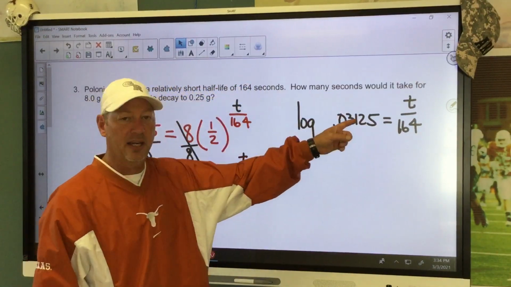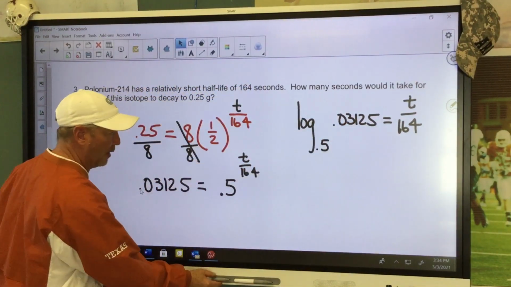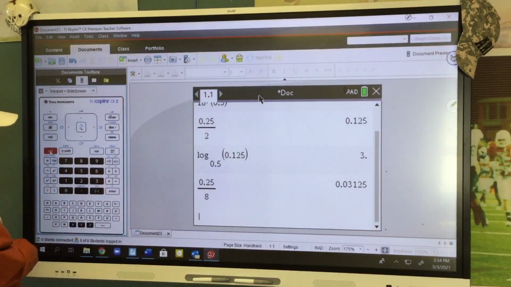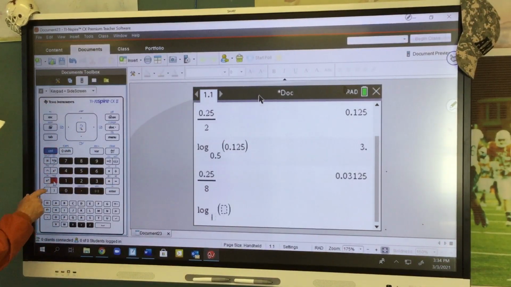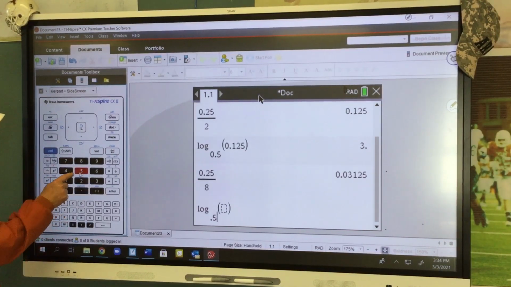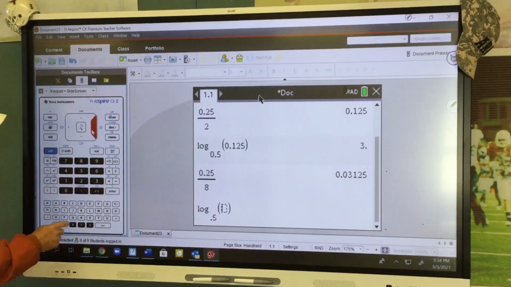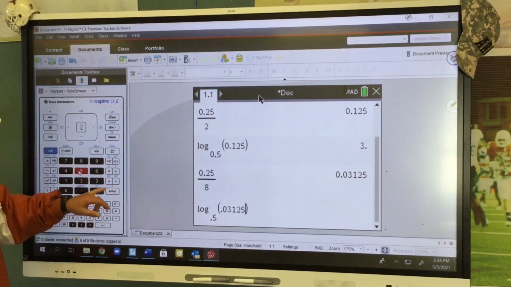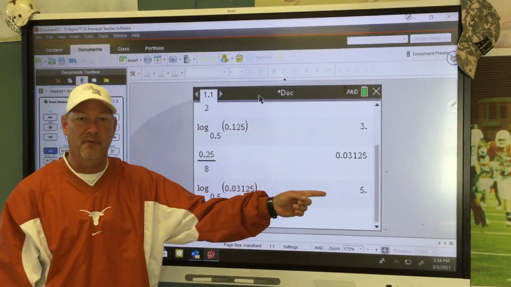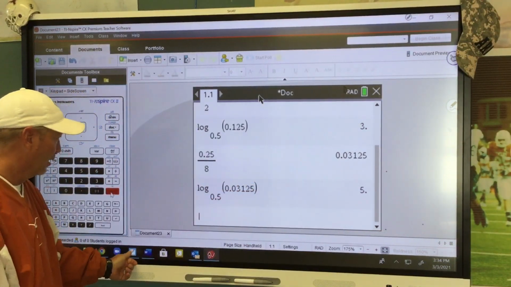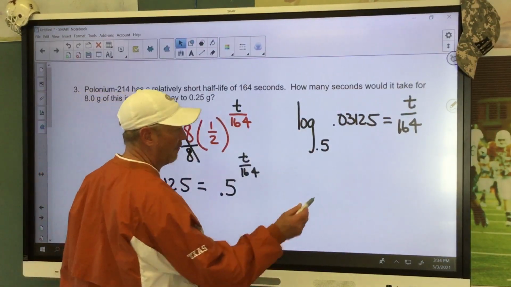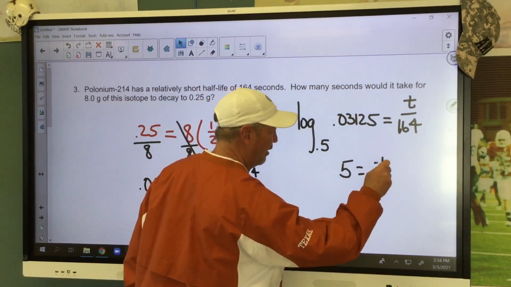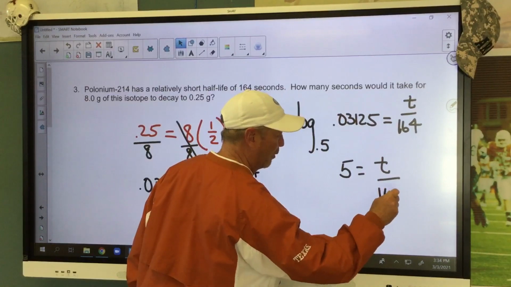We're going to put this in our calculator. We're going to say log of 0.5 of 0.03125. Control, log 0.5, cursor, 0.03125. Enter. And that gives us the number 5. Okay, so we're going to say that 5 equals t over 164.